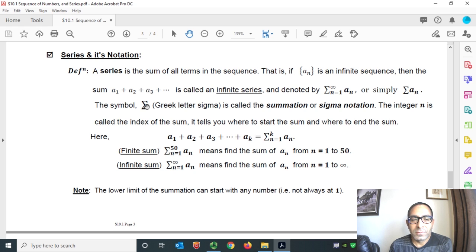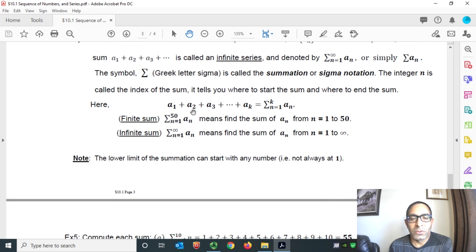The symbol, which is the Greek letter sigma, is called the summation or sigma notation. The integer n, this index n, is called the index of the sum. It tells you where to start the sum and where to end the sum. So for example, a1 plus a2 plus a3 plus ... plus ak, we can write this in short form as the summation of a_n, where n runs from 1 to k.